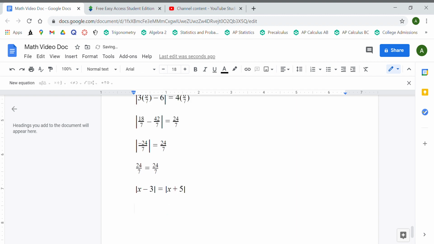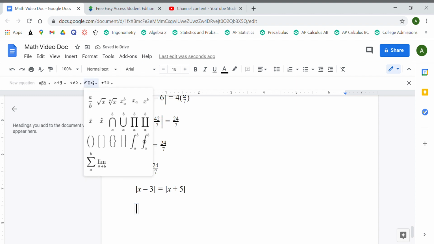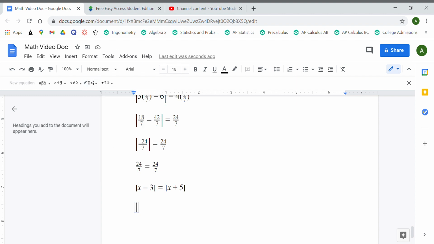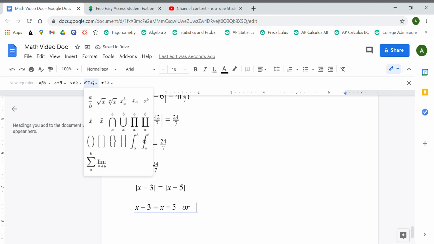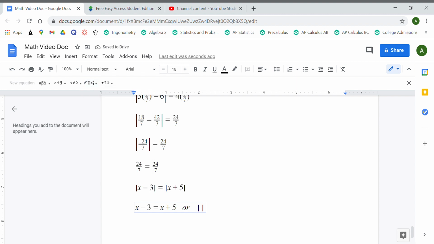Alright, so if you have not figured it out, I'm going to show you the case. We're going to split this up into two equations. We have x minus 3 equals x plus 5. Or you can have x minus 3 equals, multiply everything here by negative 1, so we should have negative x minus 5.